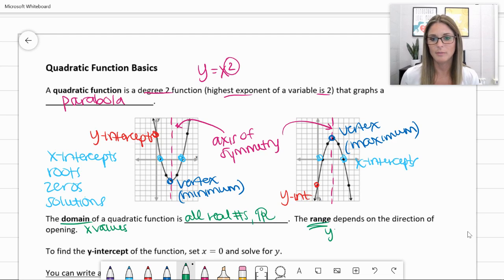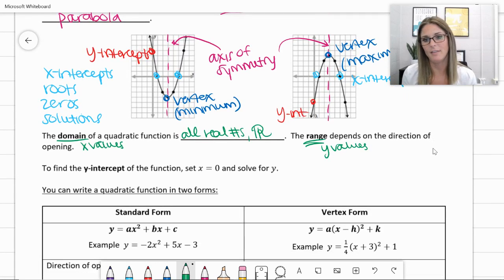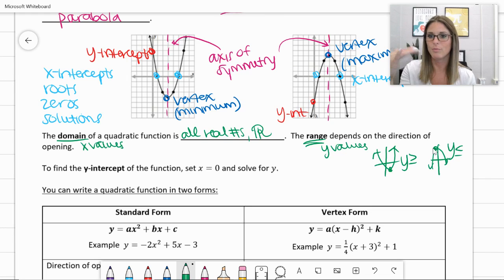The range, remember, is y values. My range is going to depend on the direction of the opening of my parabola. And we're going to talk about it more in an example below. But it's going to look like this. If we have a nice, happy parabola, my range is going to be all the values greater than that minimum point. All the y values greater than whatever. If I have a reflected parabola, my y values are going to have to be less than or equal to that maximum point. So we'll look at a specific example here in a minute.